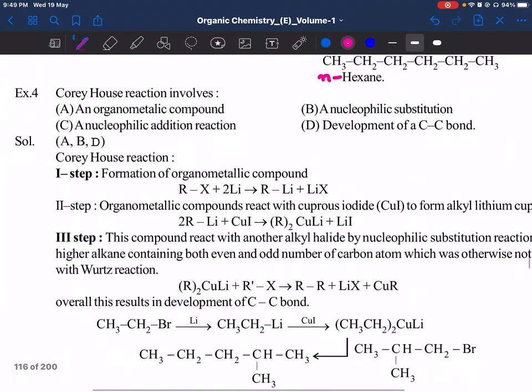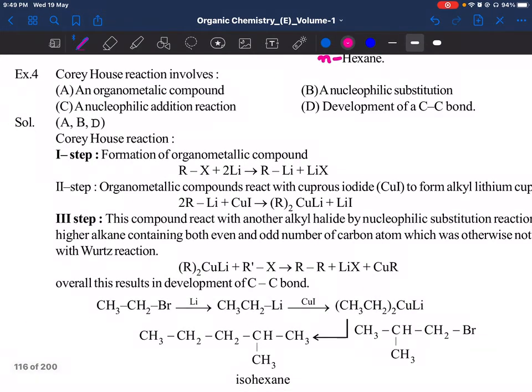Next, the Corey-House reaction involves Corey-House synthesis. I already clearly explained that an organometallic compound will form and nucleophilic substitution will be there and develop that carbon-carbon bond, and it's not a nucleophilic addition reaction. So this is wrong. Remaining all are correct. Corey-House synthesis: an organometallic compound, nucleophilic substitution, development of a new carbon-carbon bond.